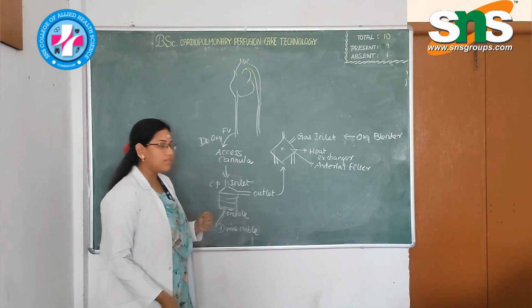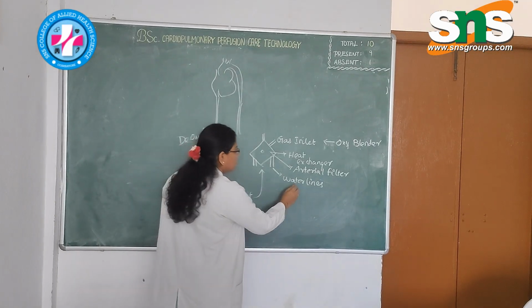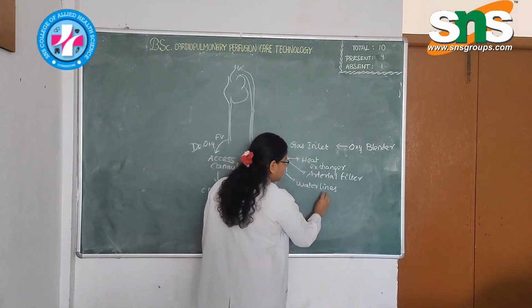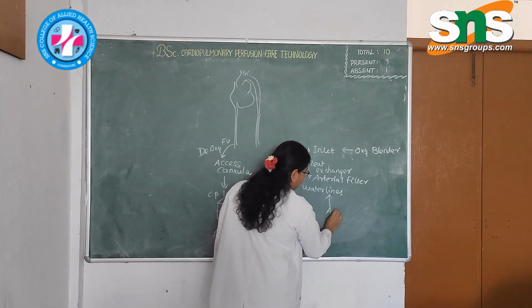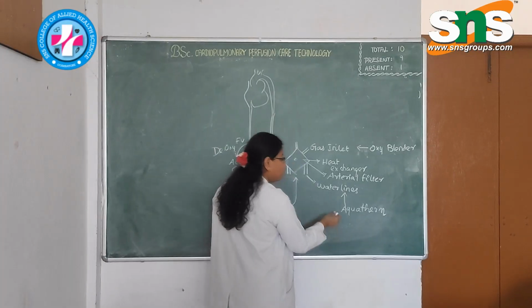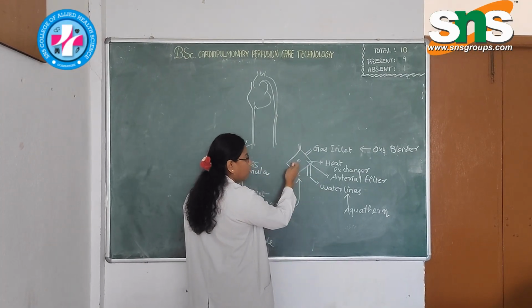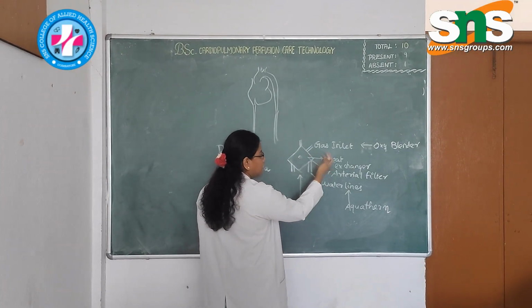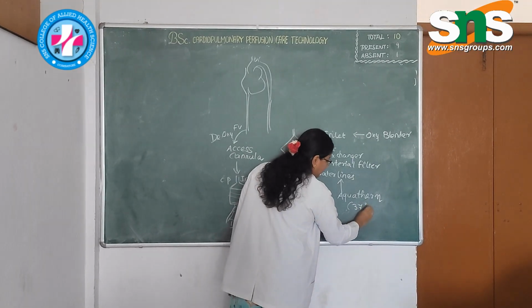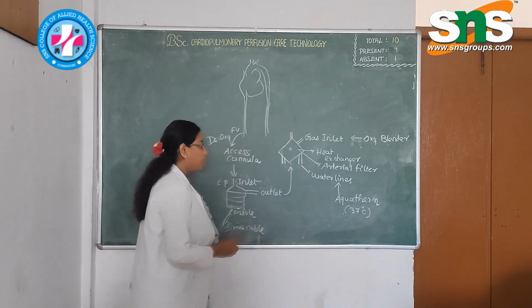To maintain the patient's body temperature, the patient was connected with water lines. The water lines receive water from a unit called an aquarium. This aquarium gives a water supply to the oxygenator so that the heat exchanger will do its process to maintain the patient's body temperature at 37 degrees Celsius, which is the normal core body temperature.